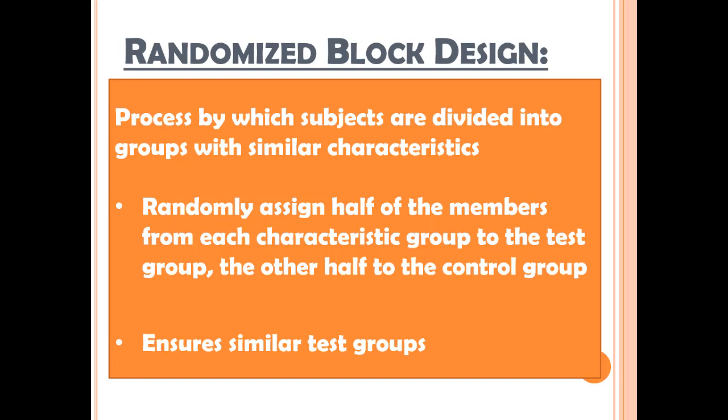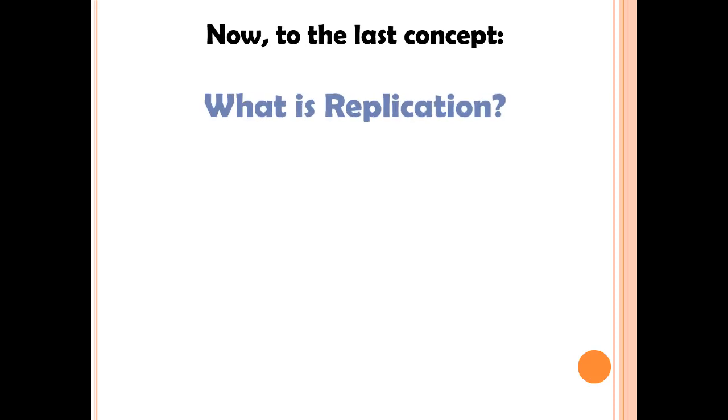It's just not completely random, because we're not letting every possible group happen. We're only letting the possible groups that have 25 men and 25 women happen. So we haven't lost our randomness, we've just lost complete randomness. So that's randomization. The next concept is replication.